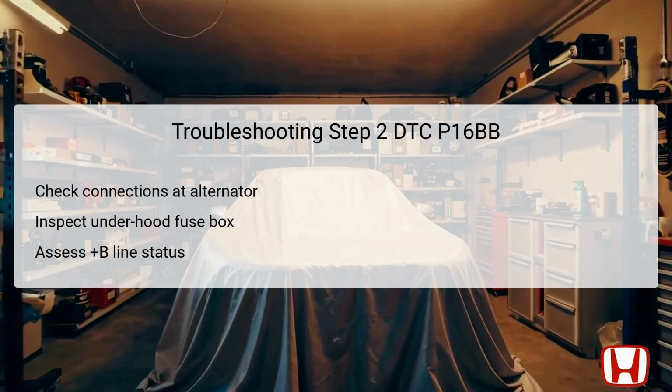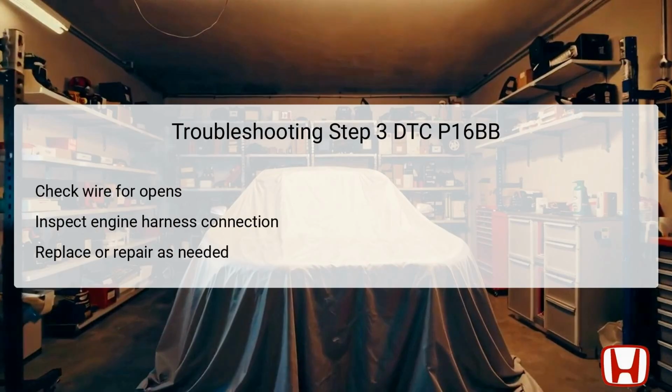In the second step of troubleshooting, the focus shifts to inspecting the connections and terminals, specifically at the alternator and the underhood fuse relay box. The +B line, which is crucial for voltage supply, must be checked for any signs of wear or disconnection. If the connections are found to be loose or inadequate, repairs need to be made to secure them and ensure proper electrical flow. A thorough examination must determine if the connections are satisfactory or if they have been compromised due to corrosion or mechanical failure.